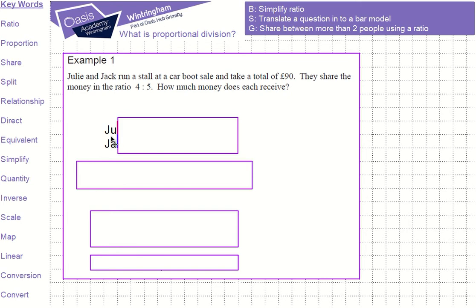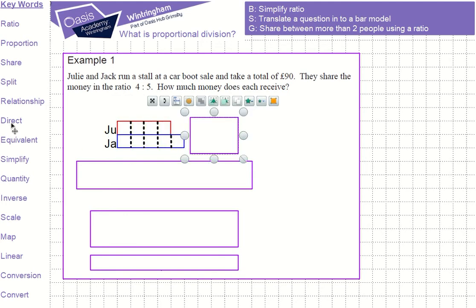Once I've got the names written down, I can then start to draw the bars. When we read the question, it tells us Julie and then Jack. And when we read the ratio, it's in the same order. So Julie and Jack, and Julie and Jack. So Julie has 4 parts, Jack has 5 parts. And on our bar, Julie's going to have 4 blocks, while Jack has 5 blocks. So 4 squares there for Julie, 5 squares for Jack.